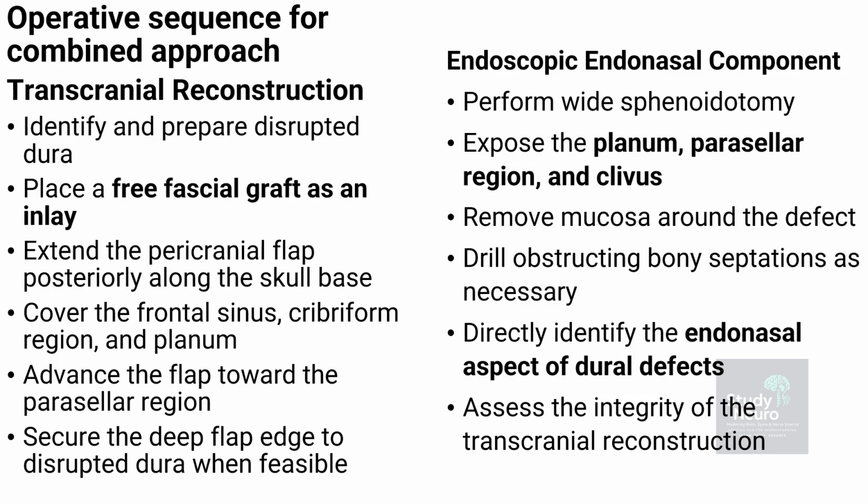The combined repair is performed in a coordinated sequence, with each approach addressing the areas it can best control. From above, the dura is prepared and supported with an inlay graft, while the pericranial flap is extended along the skull base to cover the frontal and anterior defects and, when possible, reach toward the paracellar region. The endonasal component then provides direct visualization from below, allowing the deeper defect to be exposed and prepared. An important advantage is the ability to inspect the reconstruction from both sides and confirm that the entire skull base barrier is secure.